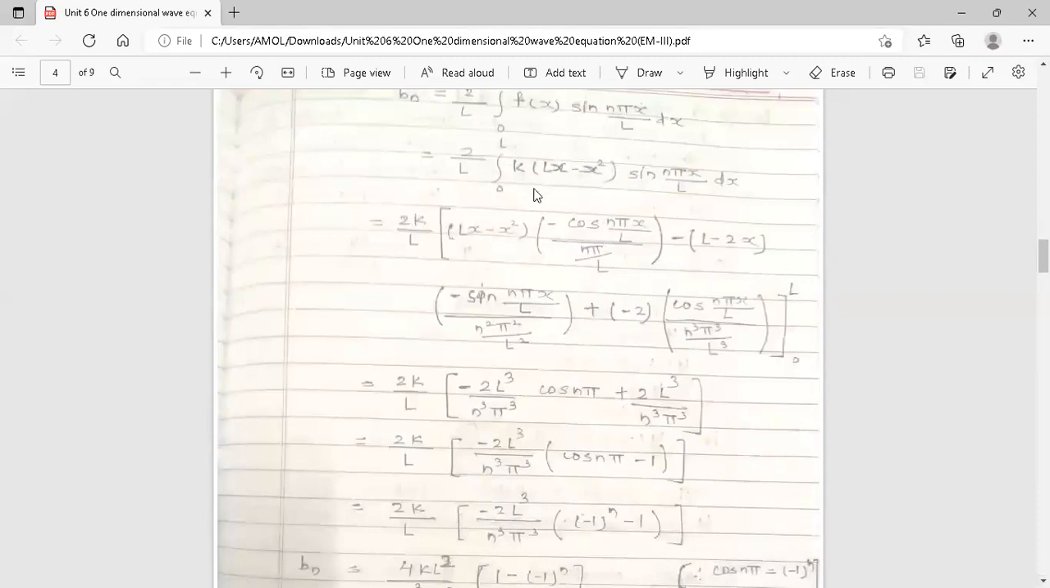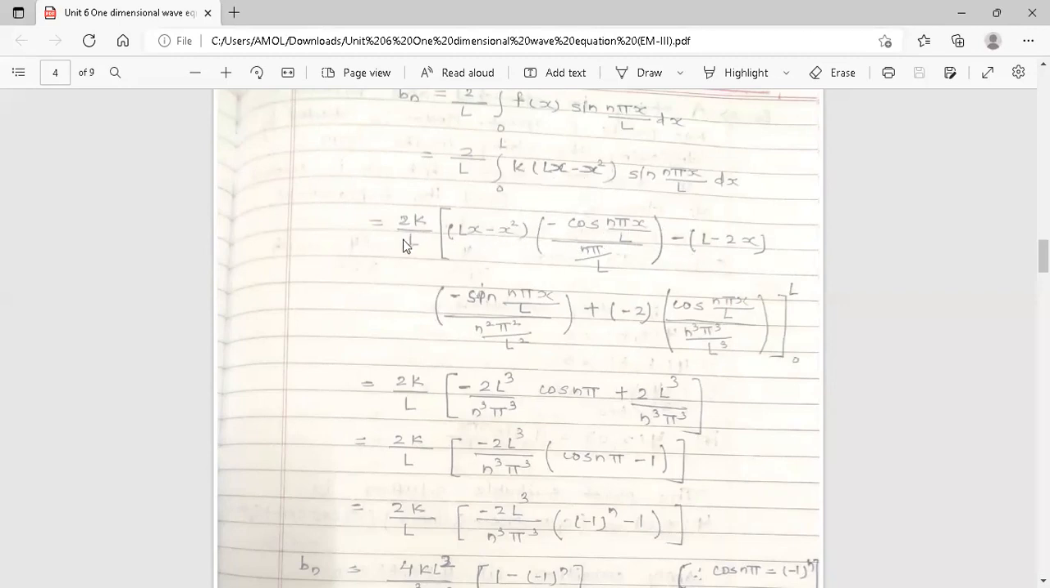Now we are going to solve this integration term by u into v rule. So it is Lx minus x square bracket complete sin. It's u into v. What is u? Lx minus x square is u, and sine of n pi x upon l is v. So u as it is, Lx minus x square as it is, and integration of sine function is minus cos n pi x upon l upon n pi upon l. This is u into v1, integration of v.